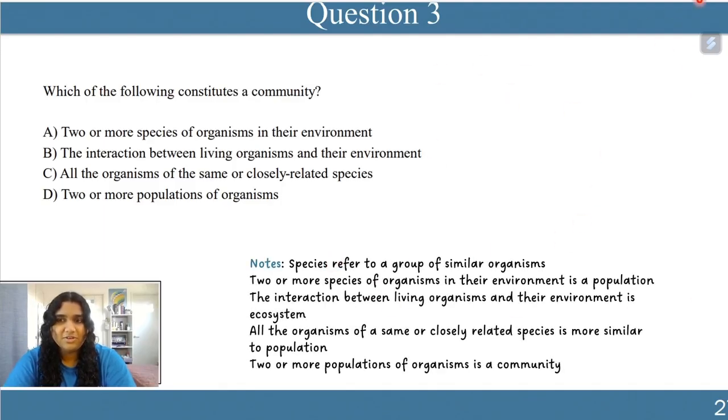Alrighty. In terms of notes, species refer to a group of similar organisms with similar genetic sequences. 2 or more species of organisms in their environment is known as a population. The interaction between living organisms and their environment is an ecosystem, and all of the organisms of the same or closely related species is more similar to a population than any other of these terms. 2 or more populations coming together, so 2 or more large groups of species, is a community. So our answer is most likely related to D.